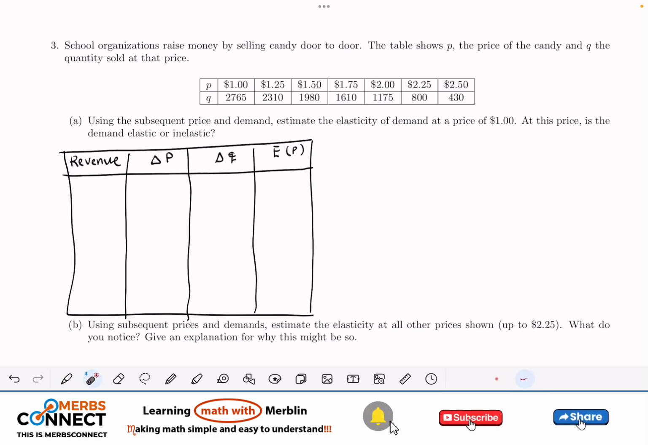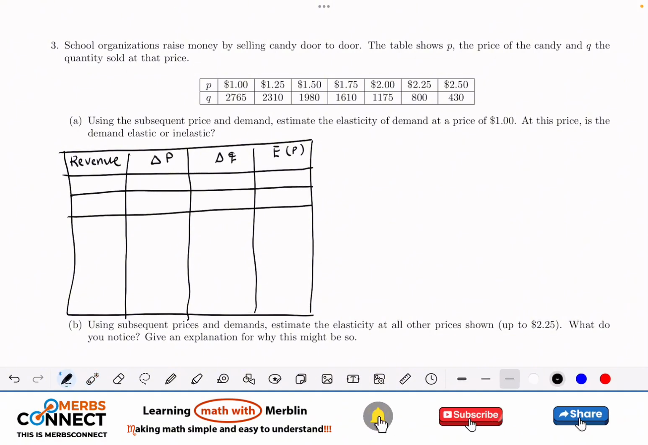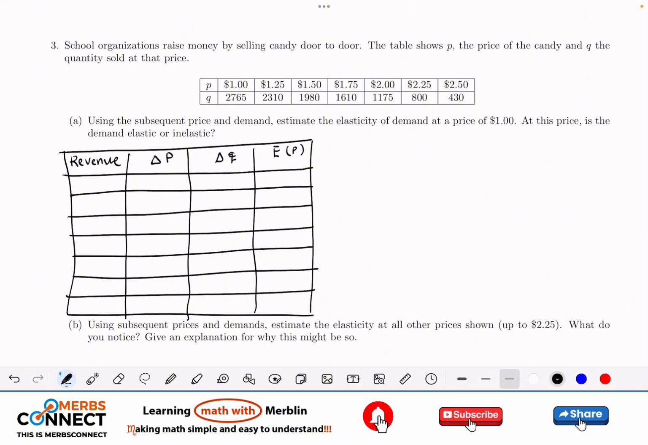So how many? 1, 2, 3, 4, 5, 6, 7. Good. So how do we find revenue?